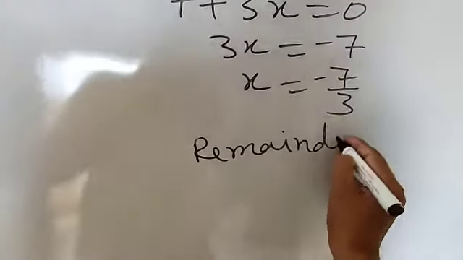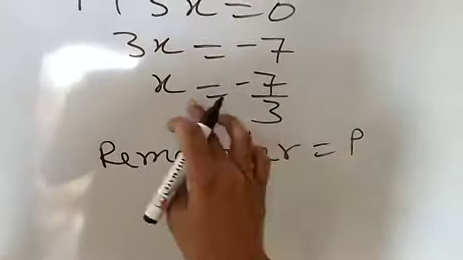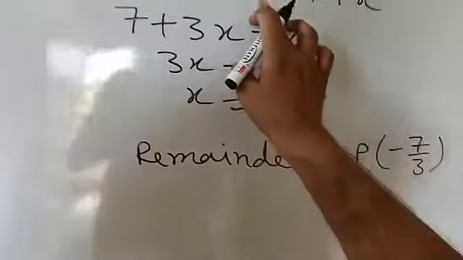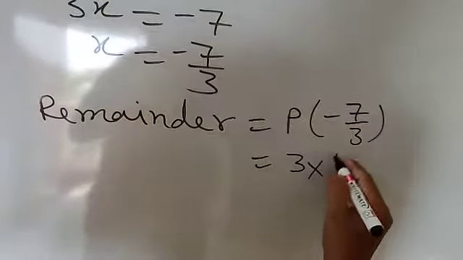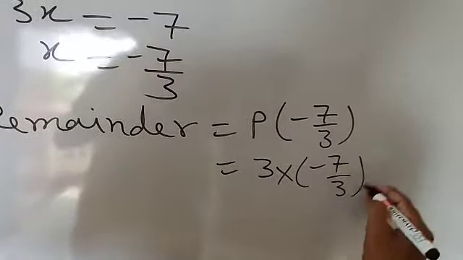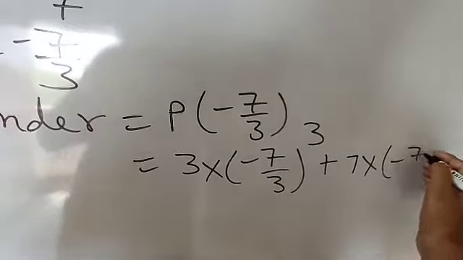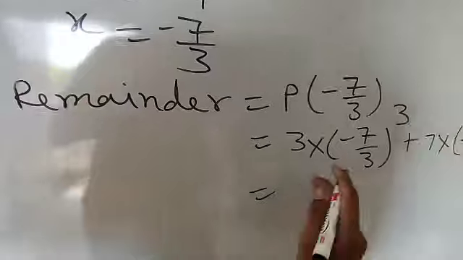Now remainder equals p(x) with x replaced by -7/3. So p(-7/3). Here 3x^3 is there, so 3 into (-7/3)^3 plus 7x, so plus 7 into (-7/3). Now calculate this.